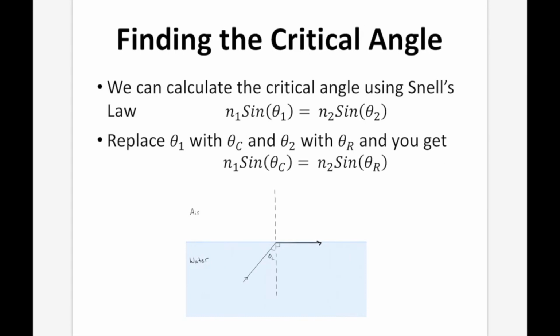We can calculate the critical angle using Snell's law. Remember, that's our Snell's law right there. We're going to replace theta 1 with theta critical and theta 2 with theta refraction. When we do that, we get n1 sine theta critical, because the angle of incidence, or theta 1, equals the angle critical in these situations, equals n2 sine theta r, because in this case, theta 2 is going to be the angle of refraction.